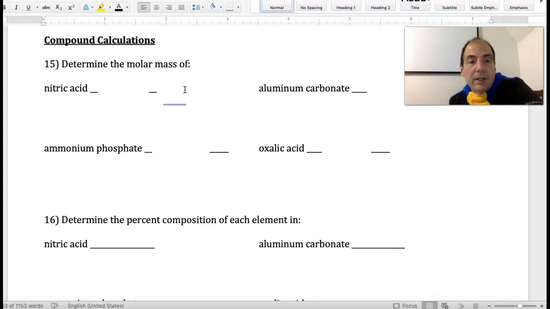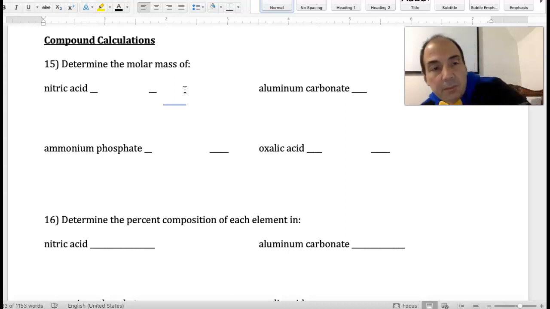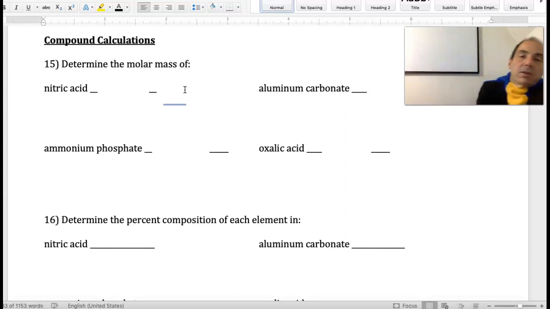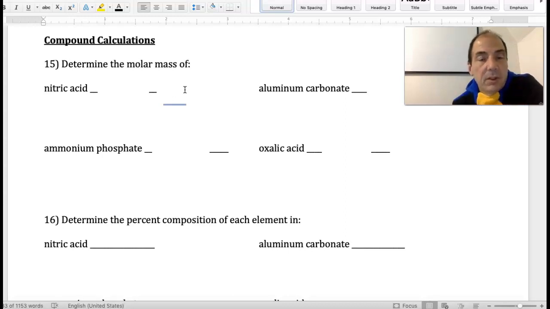All right, so we're doing section 3 here, which is called compound calculations. Some of it's familiar. We're familiar with the idea of molar mass, sprinkling in a little bit of that nomenclature stuff, and then we're going to learn a few other little nuances of it. So first of all, let's talk about molar mass. You know how to find molar mass, but to find molar mass, you need to know your nomenclature.